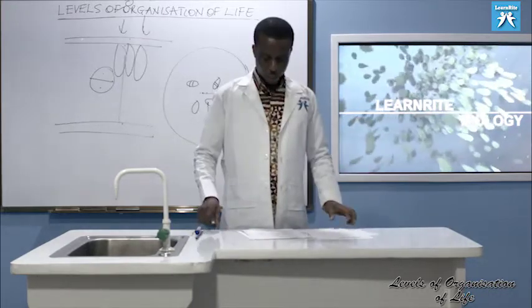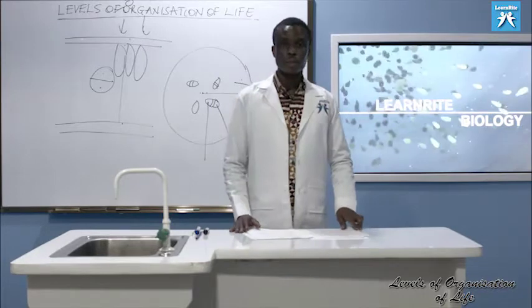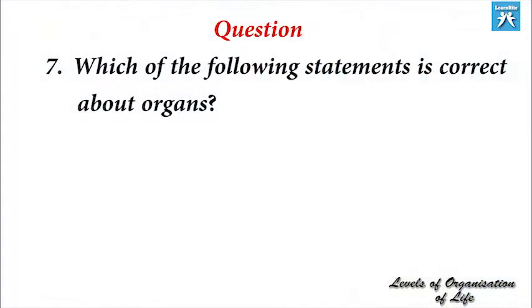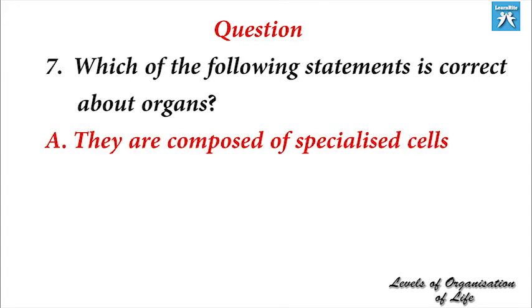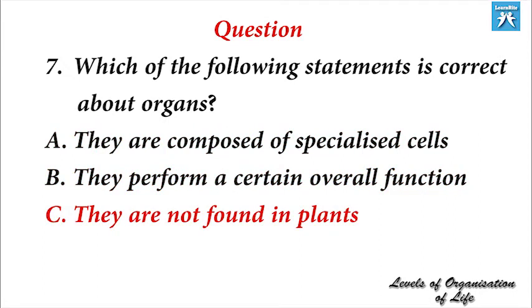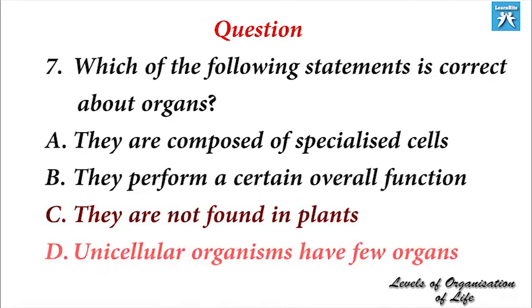Okay. Let's look at the next question. Which of the following statements is correct about organs? A, they are composed of specialized cells. B, they perform a certain overall function. C, they are not found in plants. It is not true. D, unicellular organisms have few organs. They don't have organs at all. So they are composed of specialized cells. They perform a certain overall function.